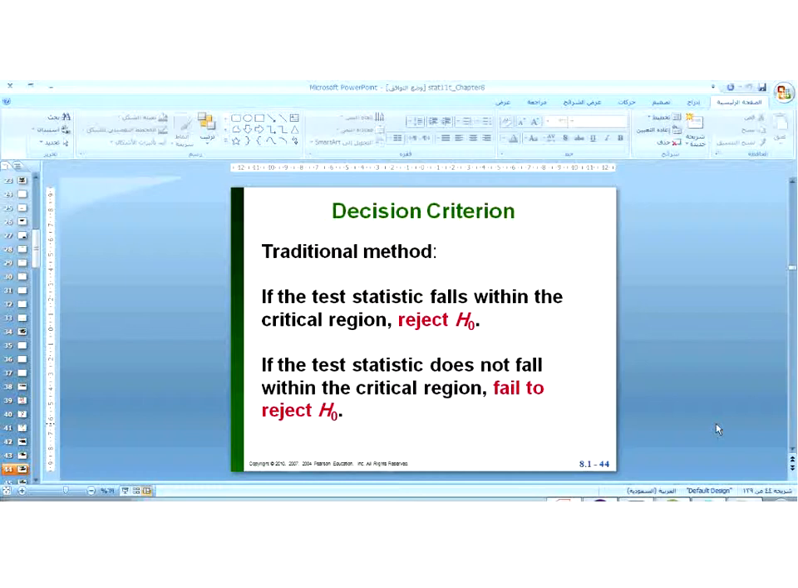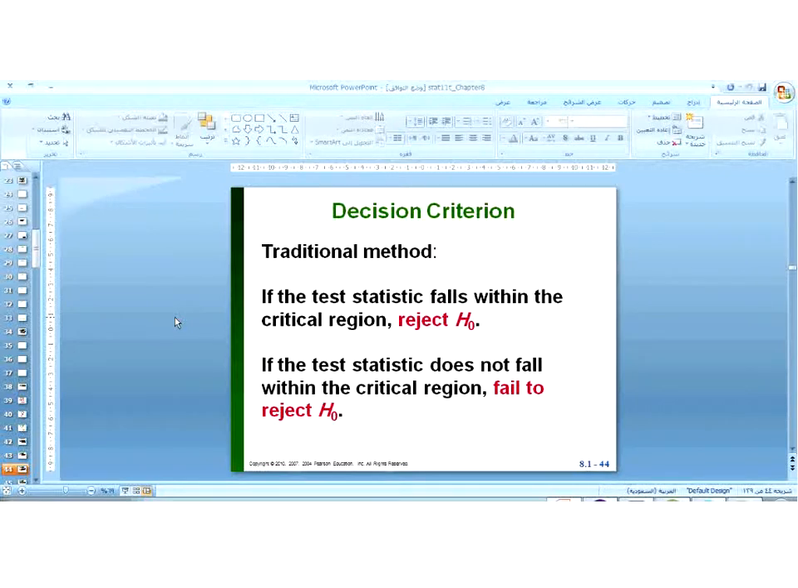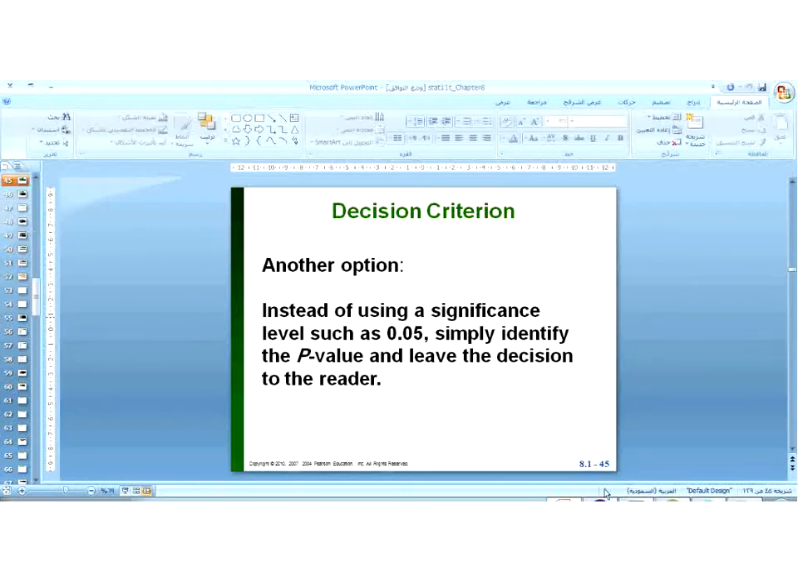The second method is the traditional method, by comparing the test statistic with the critical value. If the test statistic falls within the critical region, once you find the critical value, see where its critical region is, whether it is on the right or on the left. If you find that your test statistic falls within this critical region, so I will reject, otherwise I can't reject. Okay.